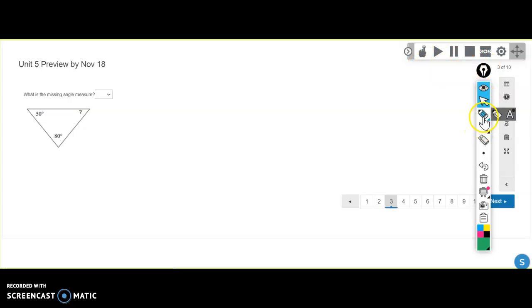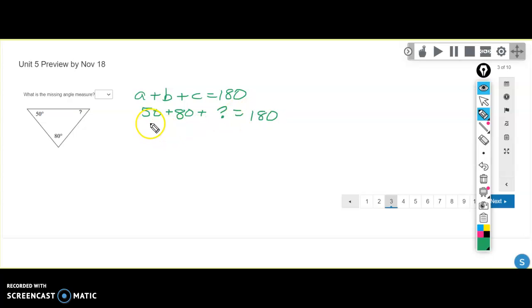Then we have our triangle sum theorem. So all the angles in a triangle add up to 180 degrees. So if I have 50 plus 80 and I'm missing one, my question mark, it adds up to 180. That gives me 130 plus my question mark equals 180.